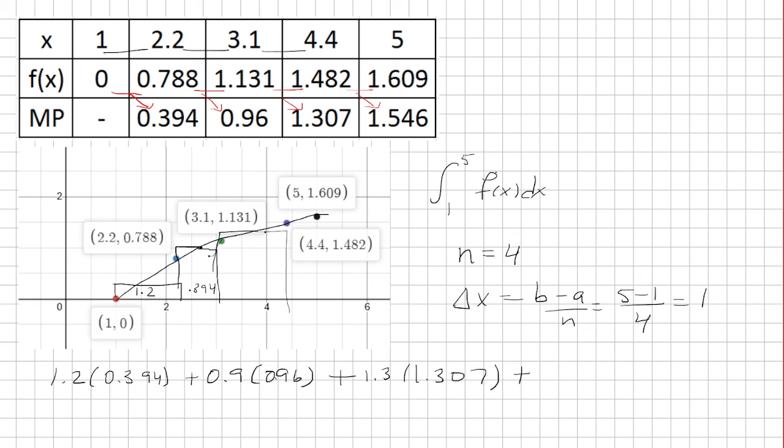And now we need the last rectangle. We go from 4.4 to 5. That's a difference of 0.6 for the base, and then the height is the midpoint, which is 1.546. So after we calculate this, we get 3.962 as our area.